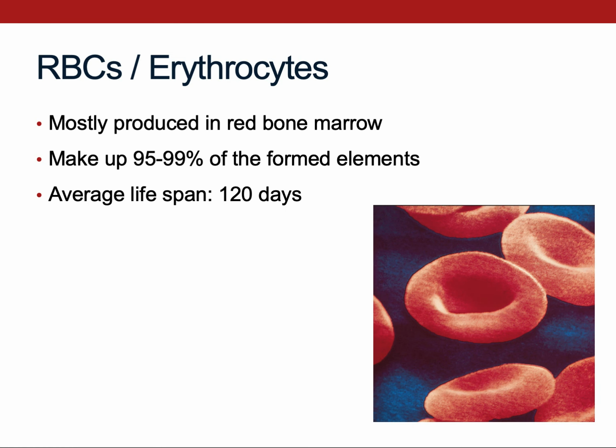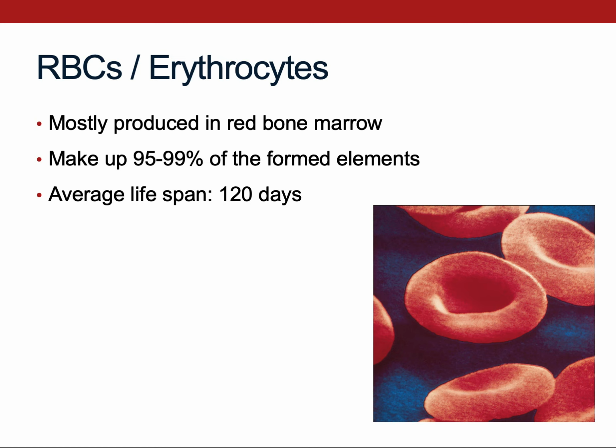Red blood cells are mostly produced in red bone marrow. They make up, as I mentioned before, the majority of formed elements by a lot, 95 up to 99% of our formed elements, again, formed elements meaning red blood cells, white blood cells, and platelets. The average lifespan of a red blood cell is 120 days. Then it will be broken down and recycled, or parts eliminated from your body in order to do other things.